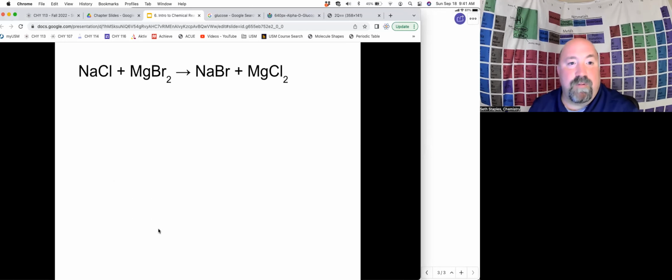Let's take a look at an example here. So here we have sodium chloride plus magnesium bromide forming sodium bromide and magnesium chloride. This is a double displacement reaction, by the way. We'll talk about what that means in a little bit. But first, we're just concerned about our balancing right now.